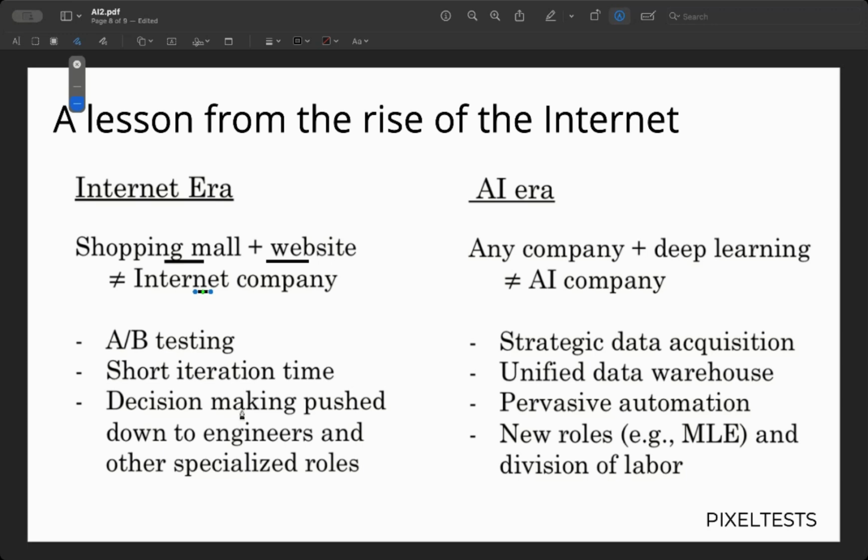So now in internet companies, decision making is given to engineers and specialized roles, but in traditional companies, maybe decision was made by a CEO, and everybody has to follow, right? So this is the internet era. Similarly, in the AI era, any company with use of neural network or deep learning or integration with ChatGPT would not make you an AI company. You have to also figure out how to acquire data strategically, right?